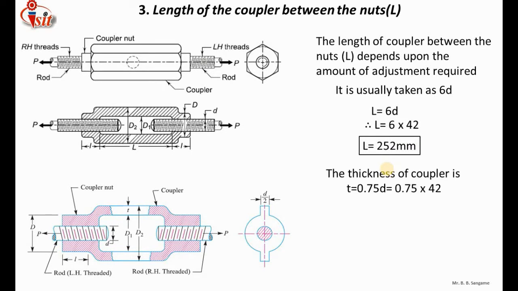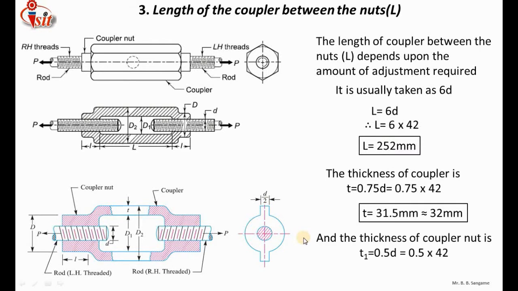Next is the wall thickness of the coupler, which is represented by letter T. It is 0.75 times the diameter. It is 31.5, so I have rounded it to the next digit, 32 mm. If you look at the side view of this open type of coupler, you will see this type of profile. The thickness of this wall is represented by T1 and it is 0.5 d, so it will be 21 mm.